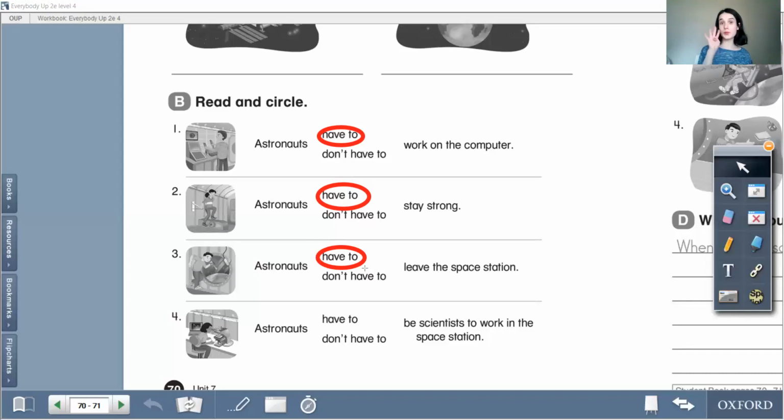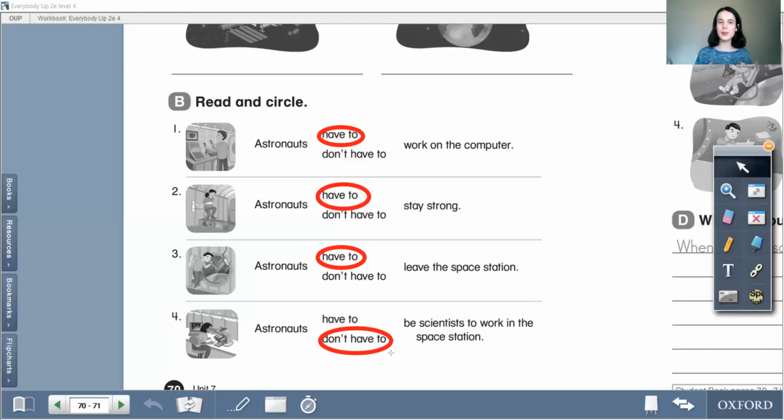And the final one, fourth one, look at it. Astronauts have to be scientists to work in the space station, or astronauts don't have to be scientists to work in the space station. Which one is correct? Astronauts don't have to be scientists to work in the space station, right? Because on the third one, we have a filmmaker, right? So they don't have to be scientists. Okay, great. Take all your notes.